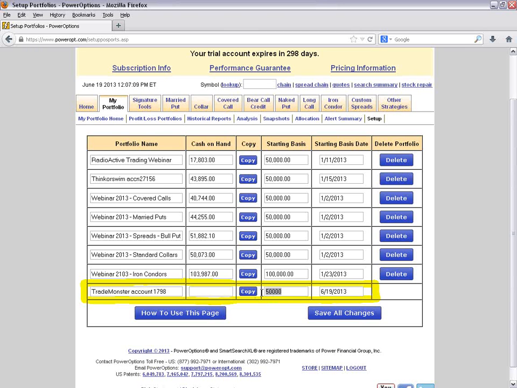Well, the total amount, if I looked at my current Trade Monster portfolio, if I liquidated everything, I'd have an account value of $35,000. So that's what I'd want to start off with for my cash on hand and my starting basis. Now, I did mention that I have $26,000 perhaps allocated to my portfolio and $9,000 in free capital. But if I'm trying to mirror my actual trading account, I want to start off with my total market value. So let's go ahead and save those changes.